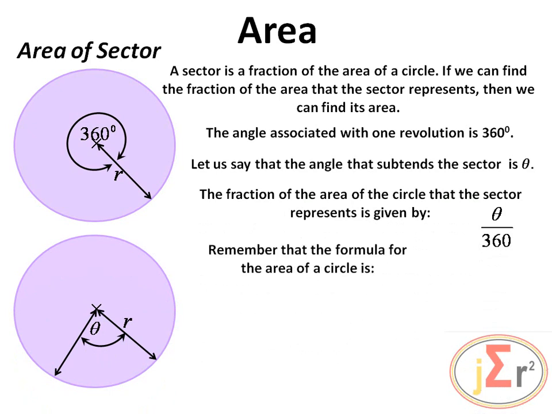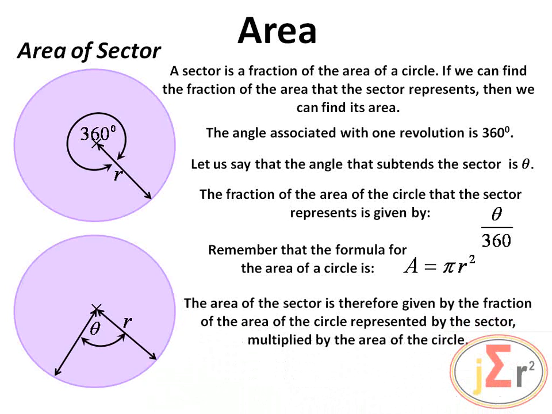Remember that the formula for the area of the circle is area is equal to pi r squared, or we may use A is equal to pi d squared over 4. The area of the sector is therefore given by the fraction of the area of the circle represented by the sector, which is this, multiplied by the area of the circle, which is this. So theta over 360 multiplied by pi r squared. In the event that the diameter is given, we may use what? Pi d squared over 4.